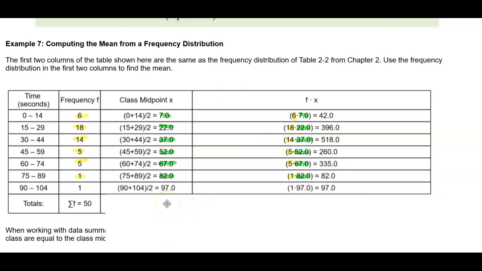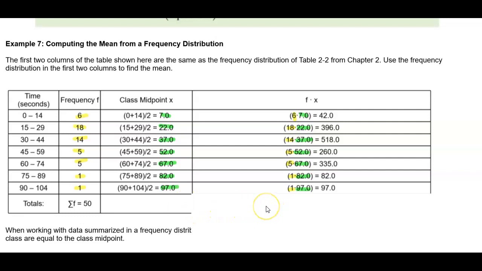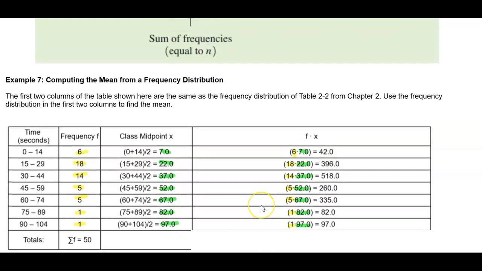Okay, next we're going to take the class midpoint of the last class. The class midpoint is 90 plus 104 divided by 2, which gives us 97.0. We're going to take the frequency of that class, which is 1. We're going to multiply it by the midpoint of that class, which is 97.0, and that's going to equal 97.0.